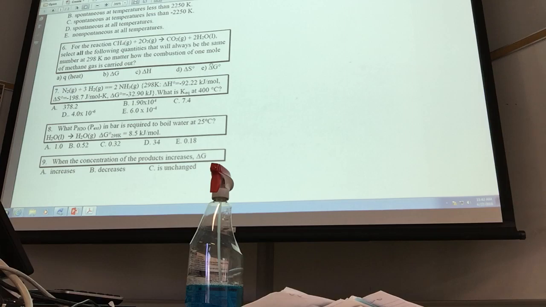But delta G naught, am I allowed to change the pressure? No, because the pressure is fixed at 1 bar. Am I allowed to change the concentration? No. And so it never changes. Delta G naught never changes because the concentration and the pressures are fixed. Whereas delta G changes because the concentrations and the pressures are not fixed, and they can change, and you can input that as Q in the equation. And so delta G naught doesn't change.